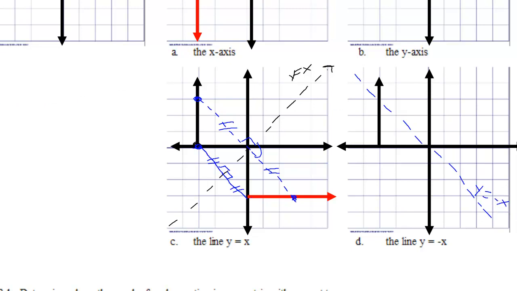Y equals negative x. And the rest of this graph is going to be like so, for two reasons. One, I can visualize it if I reflect this black part of the graph over the line of symmetry. Two, if I do the same thing that I did here for y equals x, pick any point, draw a segment to the line of symmetry at a perpendicular, and then extend it.